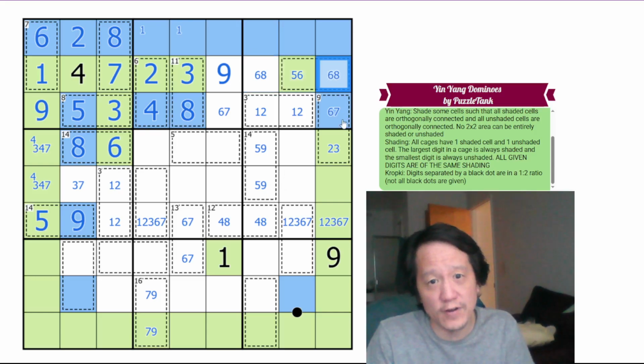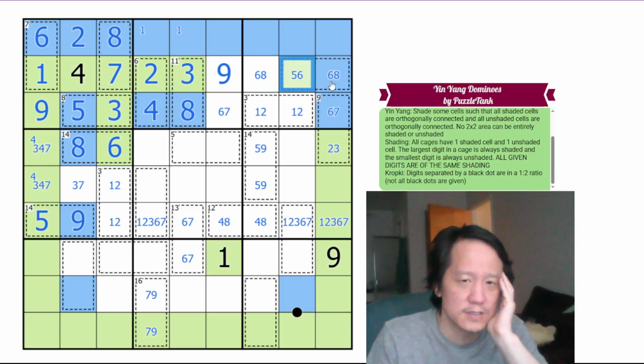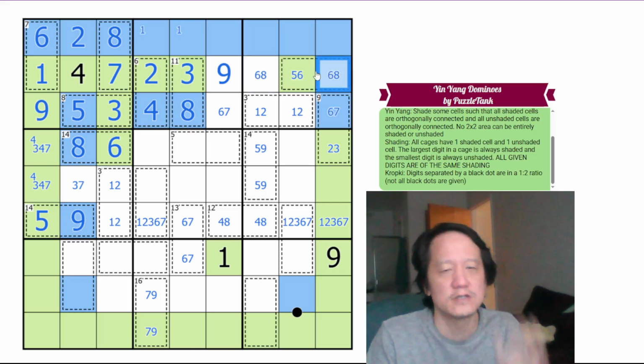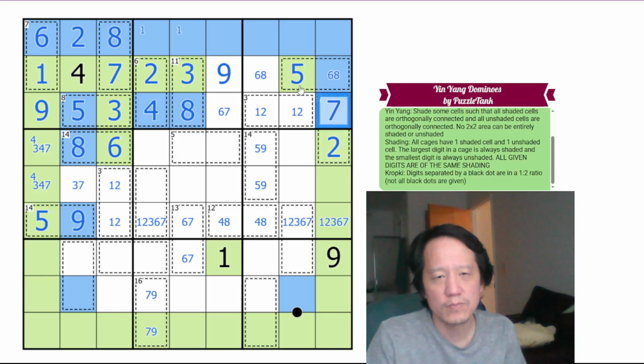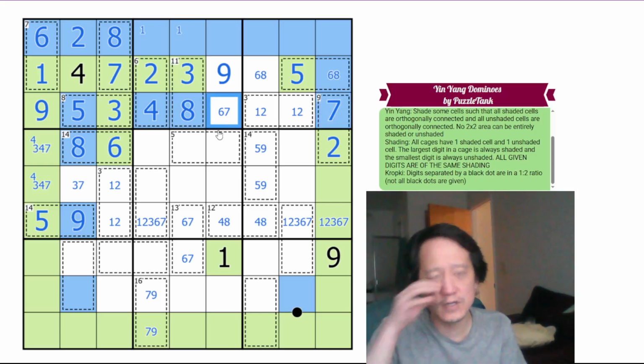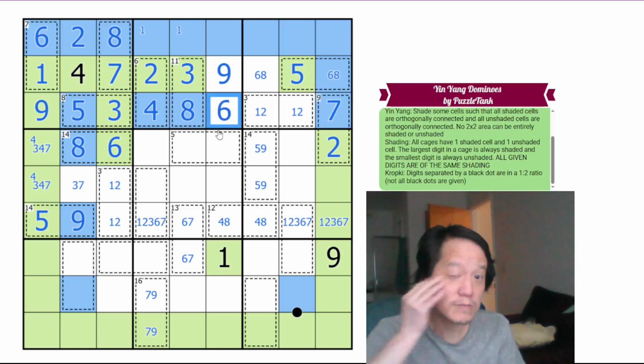This can't be 5 because it would be less than 6 here if that were the case. This is a 6, 8, 6, 8 pair, which forces this to be 5. The 6, 8, 6, 8 pair eliminates 6 and 8 in the rest of the box, so this can't be 6. This is 7. That makes this 2. This 7 eliminates 7 here, so this is 6.